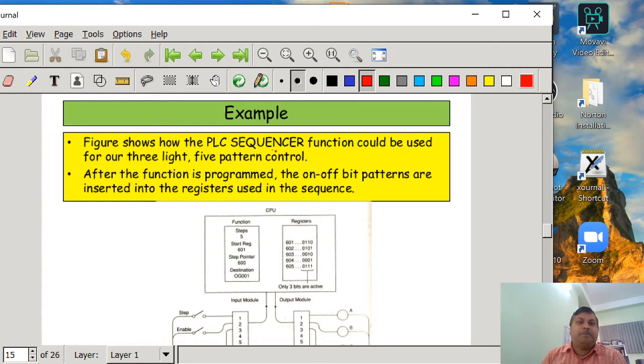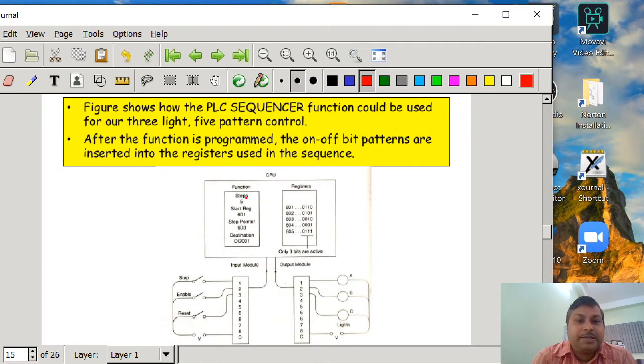The figure shows how the PLC sequencer function could be used for our 3 light, 5 pattern control. After the function is programmed, the on-off bit patterns are inserted into the registers used in the sequence. So we will write the starting register, suppose 601, and the pointer initially starts from 600, and the OG001 is the output group register. At 601 you will write the first pattern, at 602 the second pattern, at 603 the third pattern, the fourth pattern at 604, and the fifth pattern at 605.